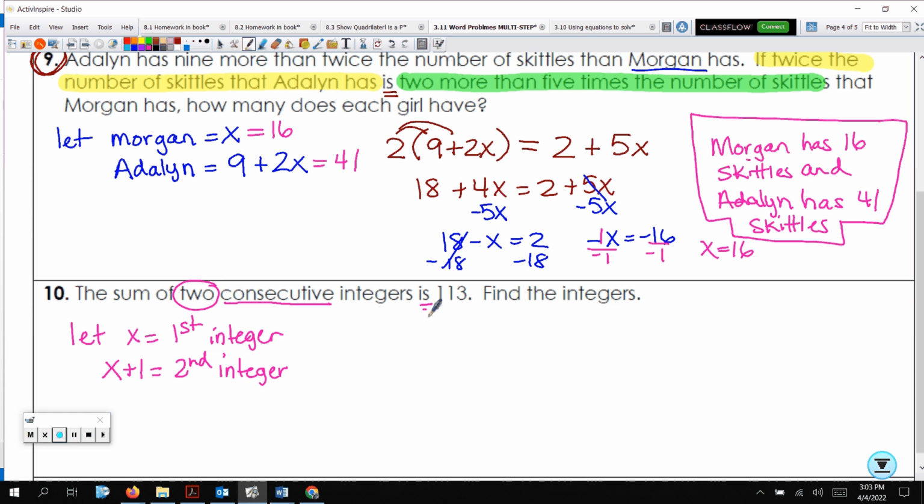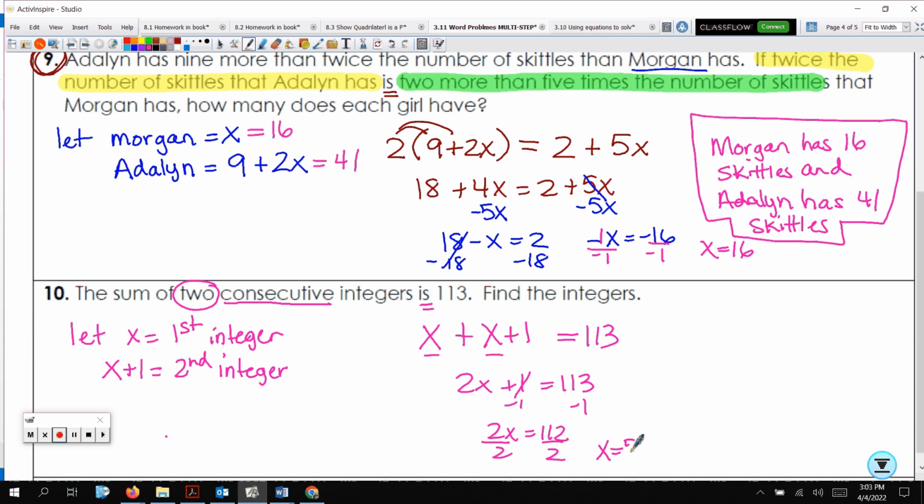All right, here's my "is," that's my equals. Is 113. I take my 2 integers. I got my first integer x plus my second integer x plus 1. And I'm ready. I got an equation. Combine like terms. x plus x is 2x plus 1 equals 113. Minus 1 on both sides. 2x equals 112. Divide by 2.